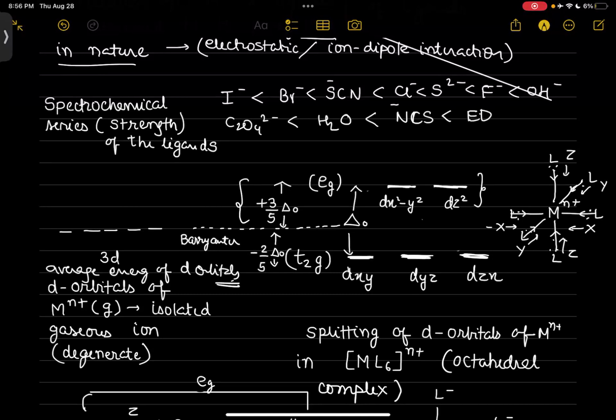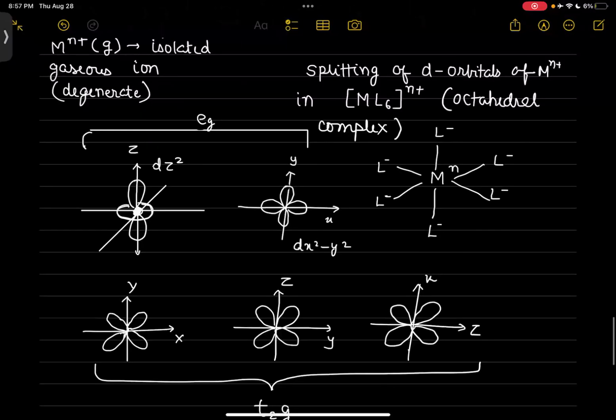EDTA, NH3, pyridine, ethane-1,2-diamine or ethylenediamine, nitrite, cyanide, carbonyl, strong and weak. Strong, more gap; weak, less gap. That's it. More delta. Is it clear?